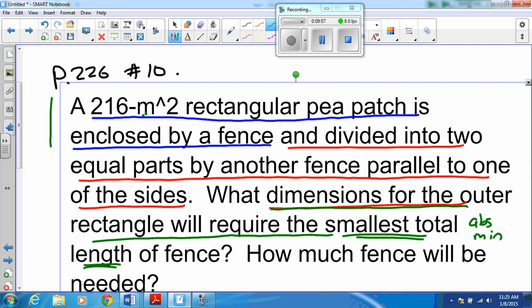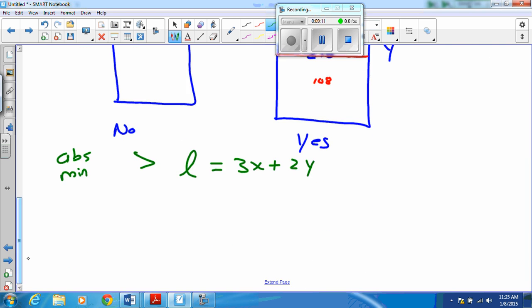What is the area of a rectangle? It is x times y. And what does it mean that the area is 216? It means that x times y equals 216. That's exactly right. This is the translation of I have 216 meters squared of area.